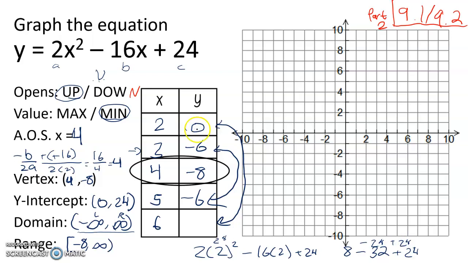So what that tells me is that that 0 is going to be right here as well, all right? And that works every single time, all right? If you put the vertex in the middle here, you go 1, 2 up, 1, 2 down. It'll work every time. Now let's go ahead and graph it.